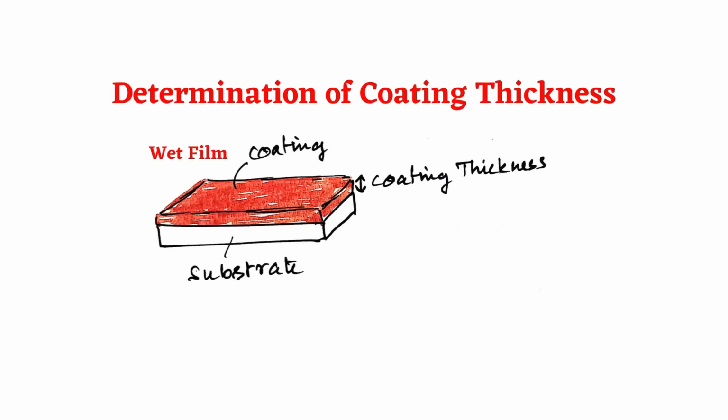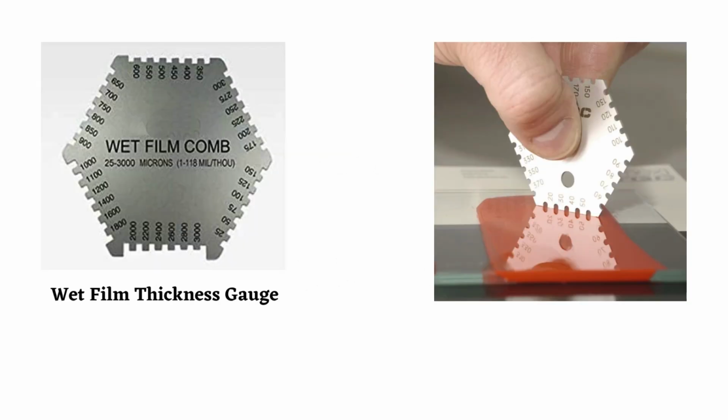Now let us discuss the different methods of determining the coating thickness. Wet film thickness gauge: this is one of the most straightforward methods. This tool is used when the paint is still wet. We place the gauge into the wet paint, and it gives a reading of the thickness. Make sure to follow the manufacturer's instructions for accurate measurements.